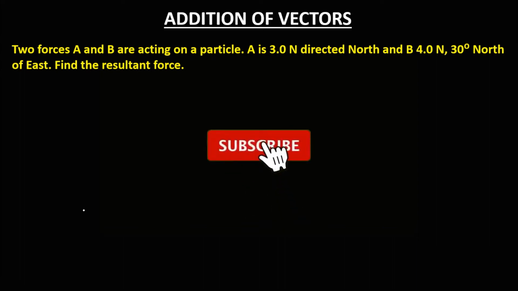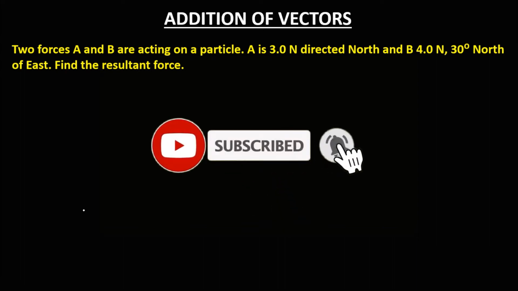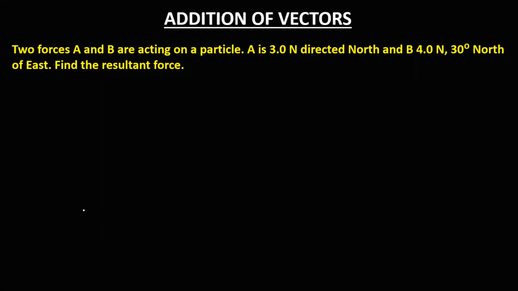Okay, so let's solve this problem. For the addition of vectors using the components method, we have this problem. Two forces A and B are acting on a particle. Force A is 3 Newton directed to north, and force B is 4 Newton 30 degrees north of east. Then find the resultant force.